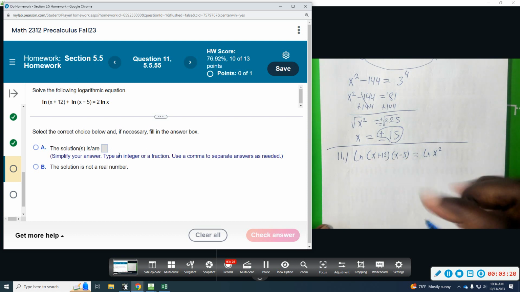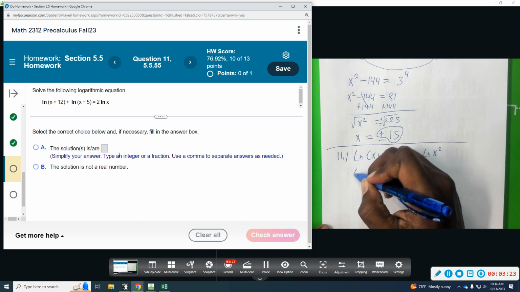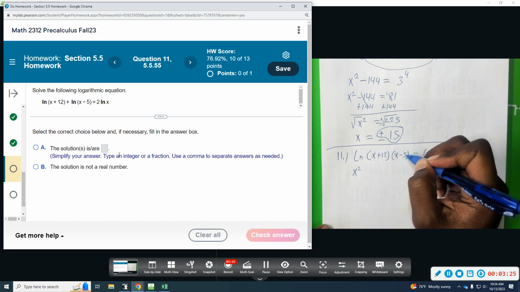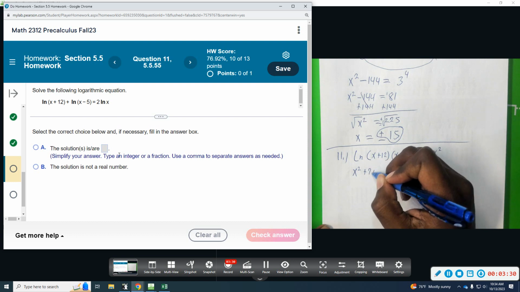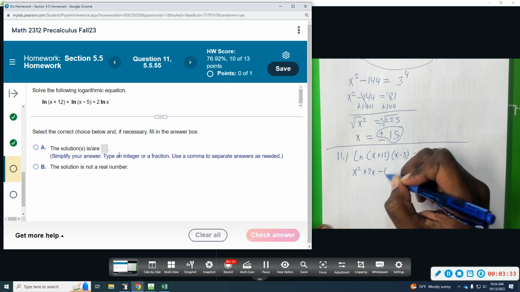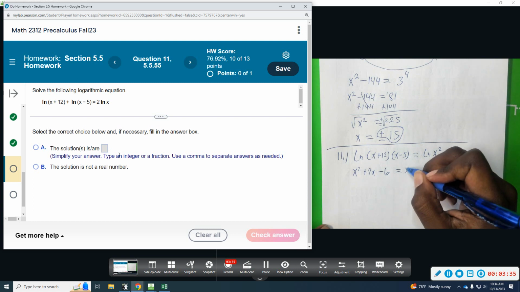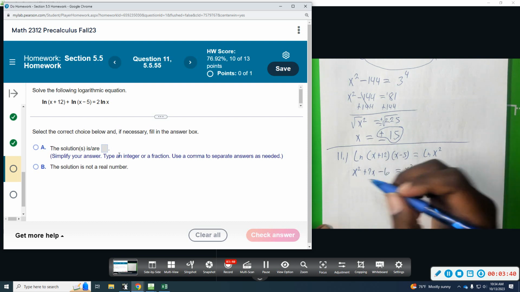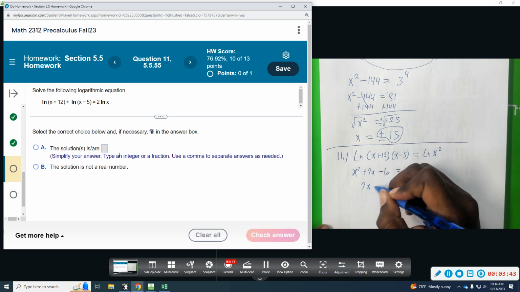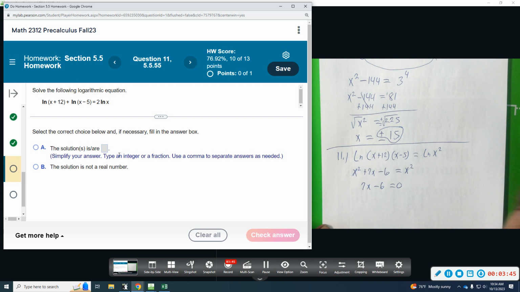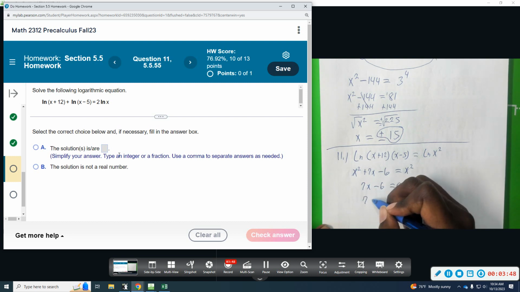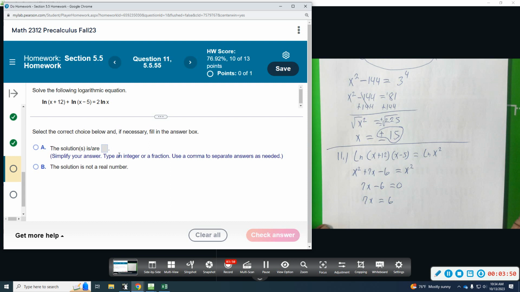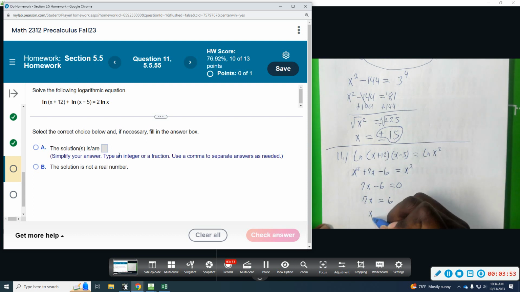So I'm going to go ahead and FOIL this. X squared minus 5x plus 12x minus 60 gives us x squared plus 7x minus 60 equals x squared. Or you subtract the x squareds and they'll both cancel out. So that gives us 7x minus 60 equals 0. Add 60. 7x equals 60. And then you divide by 7. X equals 60 divided by 7.